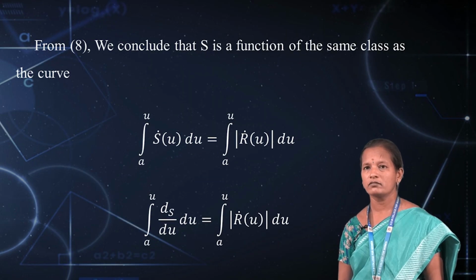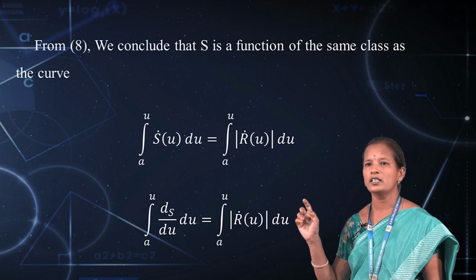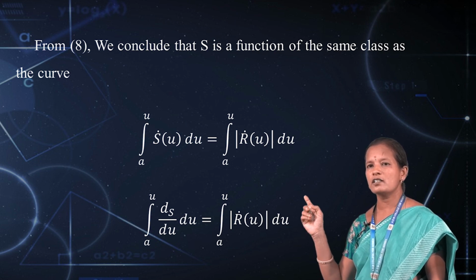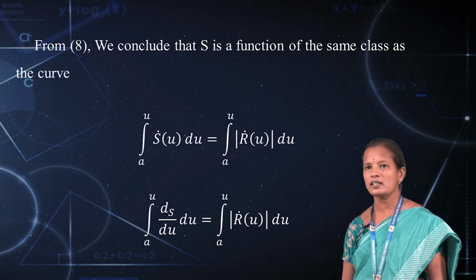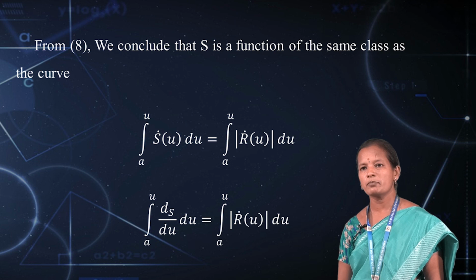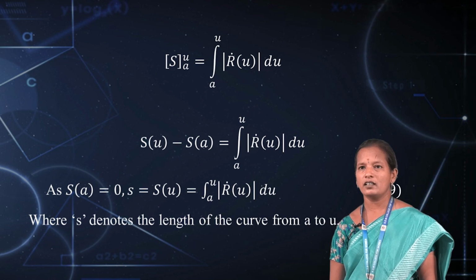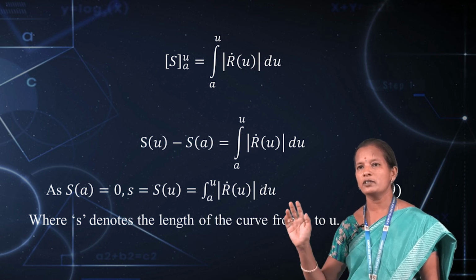That is equation 8. From 8 we conclude that s is a function of the same class as the curve, that is, the integral of s dot of u into du is equal to the integral from a to u of modulus r dot of u into du. What is s dot? That is ds by du, isn't it? So the integral from a to u of ds by du into du is equal to the integral of modulus r dot of u into du. Integrating s dot, we get the value s, applying lower limit a and upper limit u, that is equal to the integral of modulus r dot of u into du.